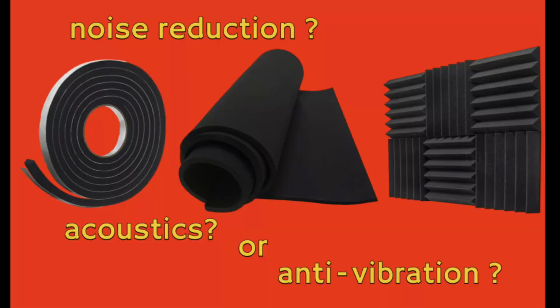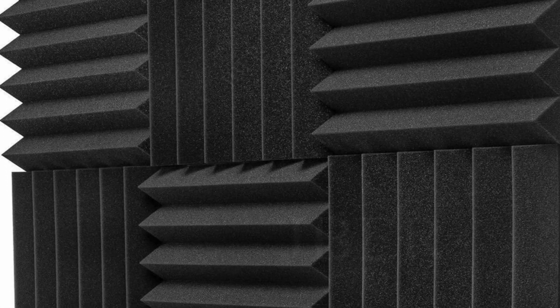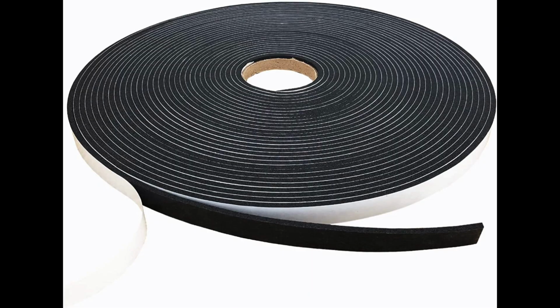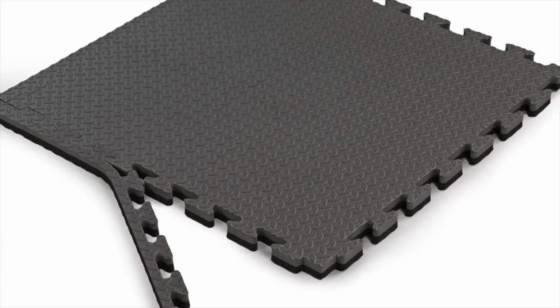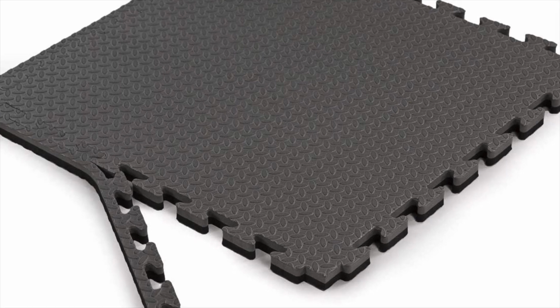Hey everybody! Have you ever wondered about the differences between different types of foam for noise and acoustics? Or maybe you didn't know there were a lot of different options. But in this video, we'll take a look at what kind of foam you should use for different situations, if you want noise reduction, sound absorption, or anti-vibration. So we'll take a quick look at open cell foam, closed cell foam, E.V.A, and neoprene.